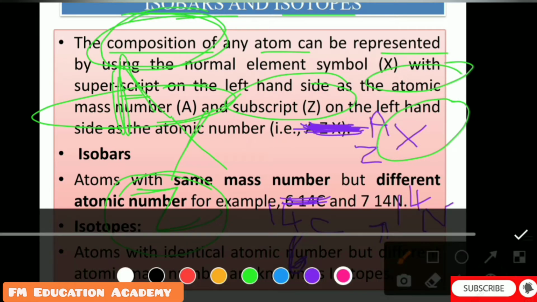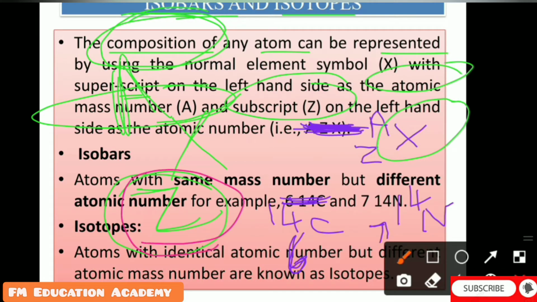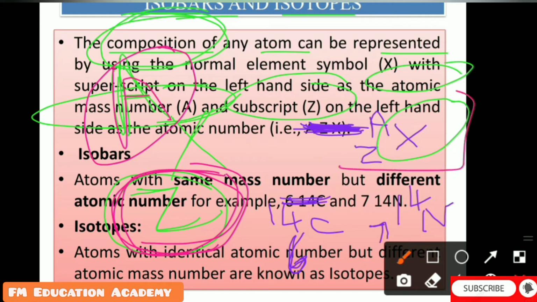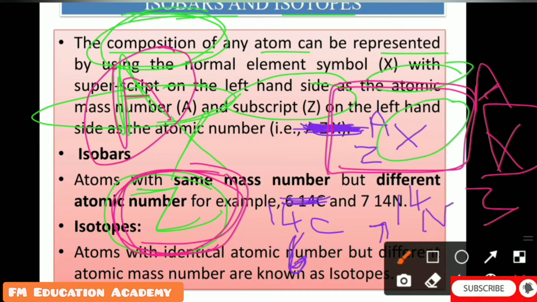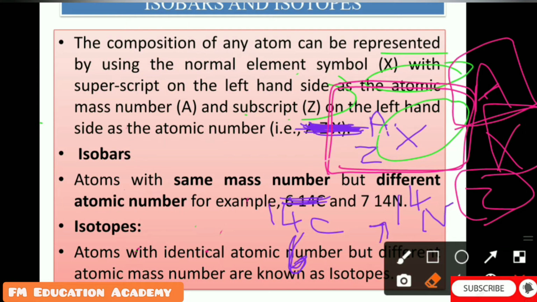What is Z here? Z is the atomic number. The atomic number is written as a subscript, that is, at the bottom, and on the top we have A, which is called a superscript. So this is the general representation of any element, X with Z and A. The element is written, its atomic number is written at the bottom and its mass number is written at the top. Now let us come to the concept of isobars.